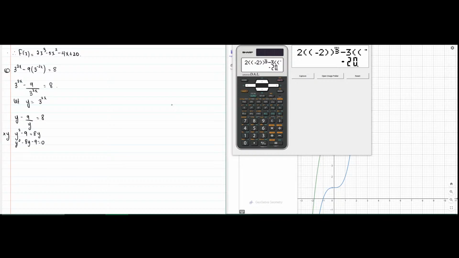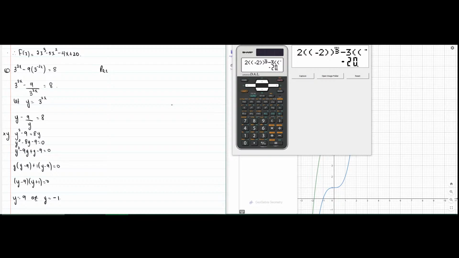Factorize this, we will get minus 9 and 1. y squared minus 9y plus y minus 9 is equal to 0. y into y minus 9 plus 1 into y minus 9 is equal to 0. y minus 9 into y plus 1 is 0. y is equal to 9, or y is equal to minus 1.